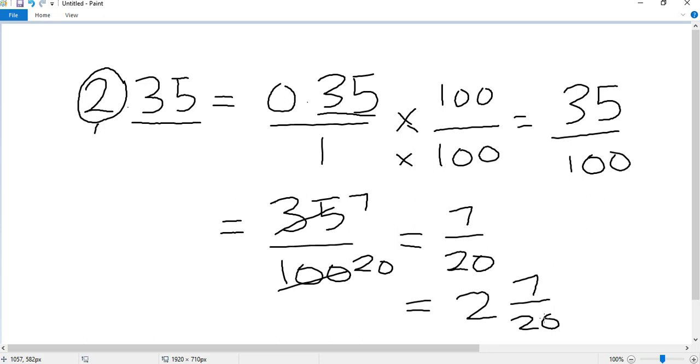And that's how you can convert decimal numbers to fractions.